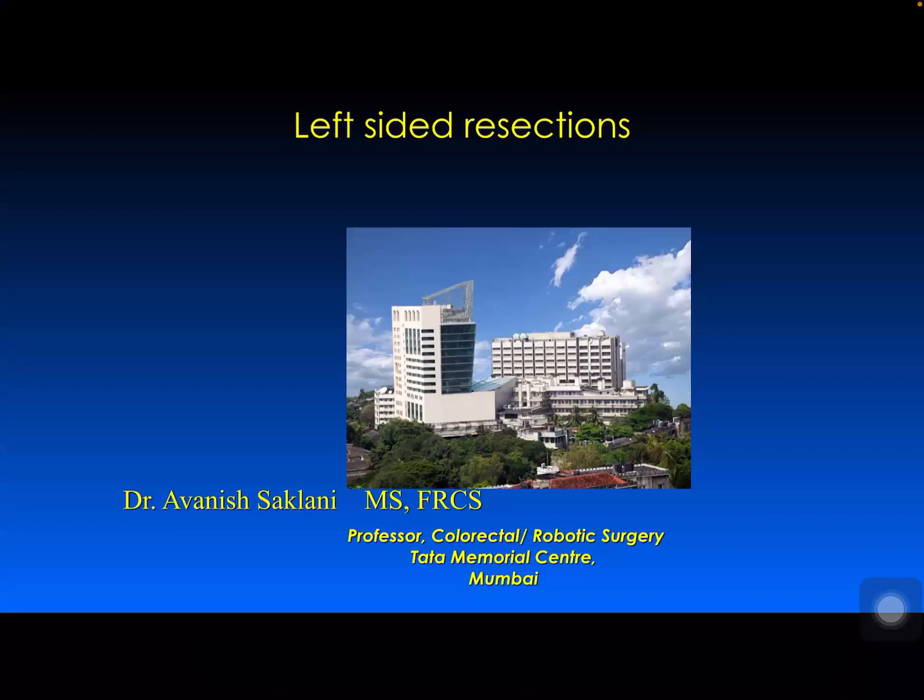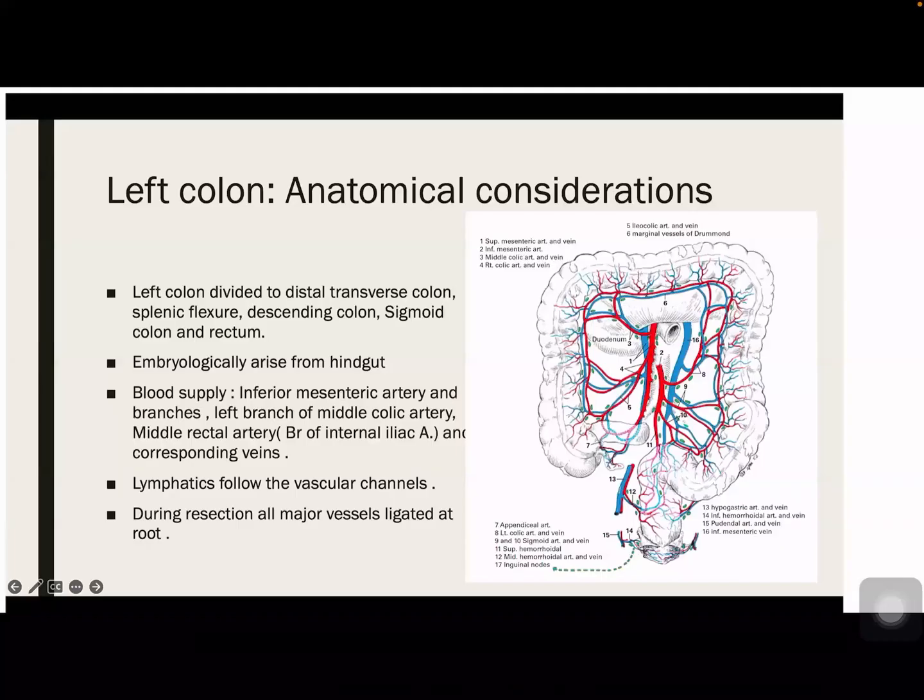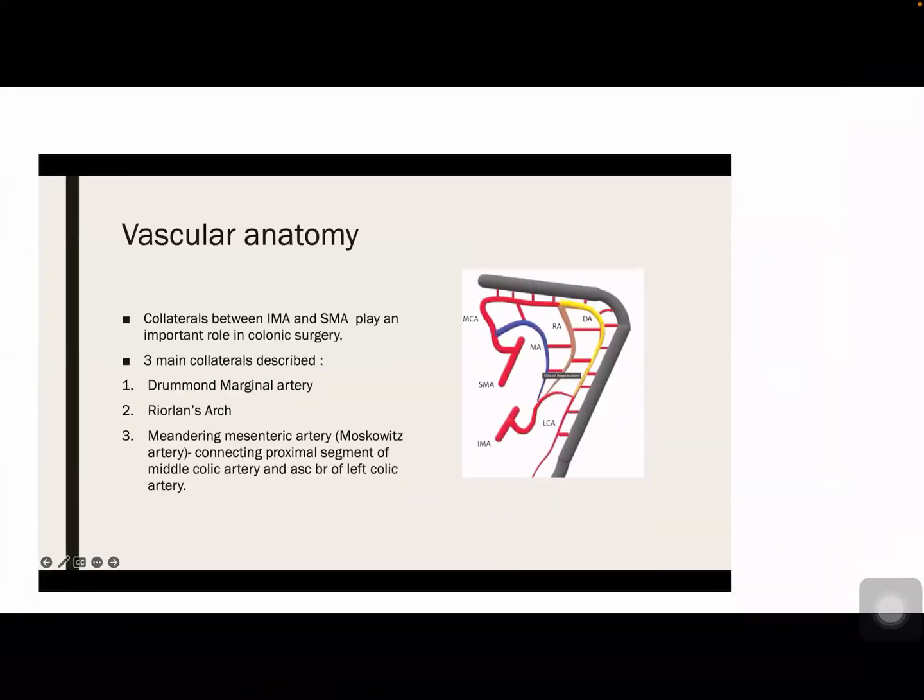So my topic today is left-sided resections. I think Dr. Govil has described quite a bit about the anatomy of the left colon, so I don't need to go over the vascular supply again. But what we need to be careful about is the marginal artery. So you have the marginal artery of Drummond that he spoke about.